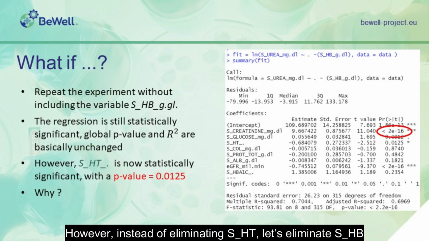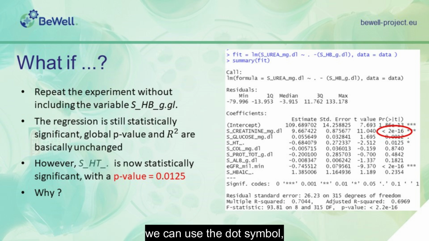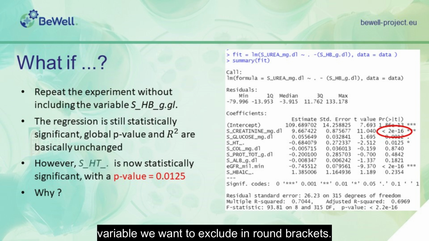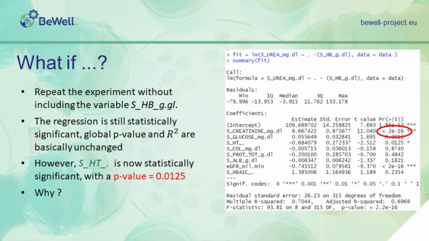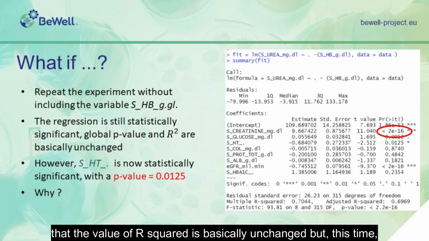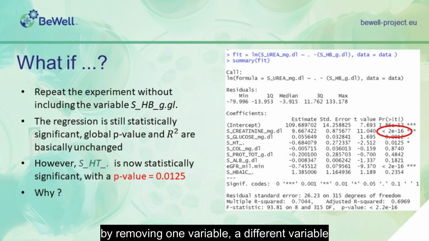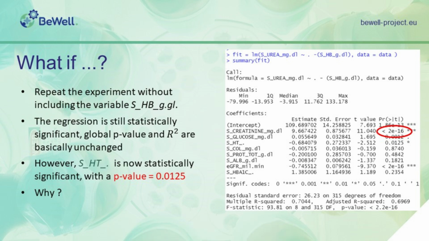However, instead of eliminating s_ht, let's eliminate s_hb. In order to fit the model without a single variable, we can use the dot symbol, followed by a minus and the name of the variable we want to exclude in round brackets. Looking at the summary of this new model, we note that the value of R-squared is basically unchanged, but, this time, the p-value associated to s_ht is below the 5% threshold. Hence, by removing one variable, a different variable that was not statistically significant now is.